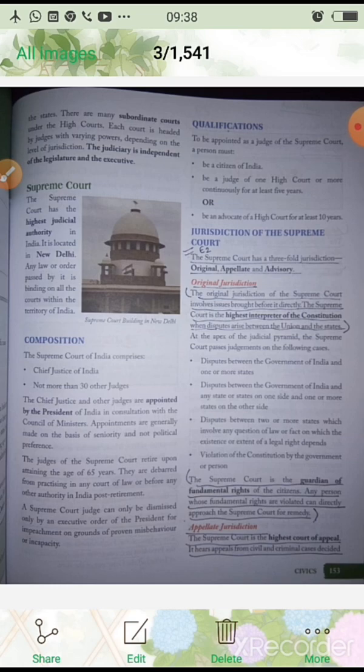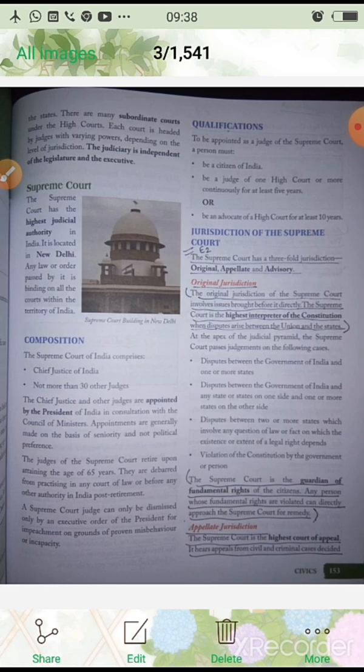The original jurisdiction of the Supreme Court involves issues brought before it directly. The Supreme Court is the highest interpreter of the Constitution when disputes arise between the Union and the state. So what is given? That the original jurisdiction of the Supreme Court involves issues brought before it directly. Very important, whichever issues are brought directly to the Supreme Court, who gets involved in that? The original jurisdiction of the Supreme Court.